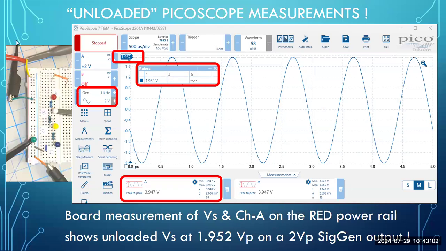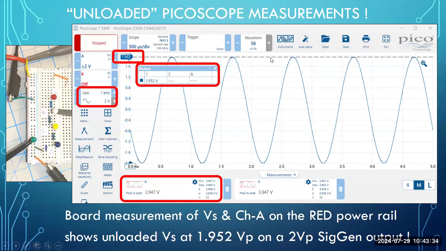So when it's unloaded, my signal generator is connected to the red rail, and my oscilloscope is also connected to the red rail. So with the signal generator putting in 2-volt peak and the oscilloscope connected to the same connection point, it should show 2 volts peak. So take a look on the display here. The signal generator parameters are specified 1 kilohertz at 2-volt peak. What is actually measured on the waveform?